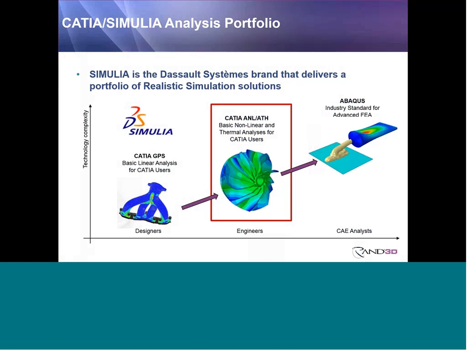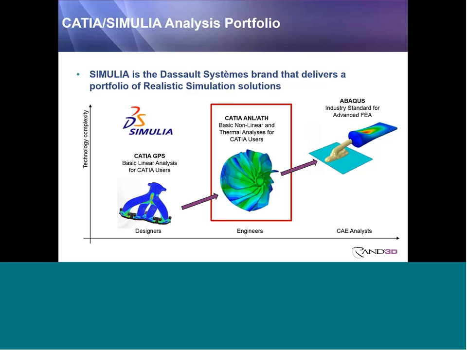What you're going to do is work with SIMULIA analysis. This slide presents an overview of the CATIA SIMULIA analysis portfolio. I'm sure some of you have already worked with CATIA GPS, which is linear static analysis and dynamic analysis in CATIA. The basic idea of this workbench is that it provides basic linear analysis for CATIA users. A few years ago, about 5 to 7 years, Dassault acquired a company called Abaqus, which is the industry standard for nonlinear and advanced finite element simulation.